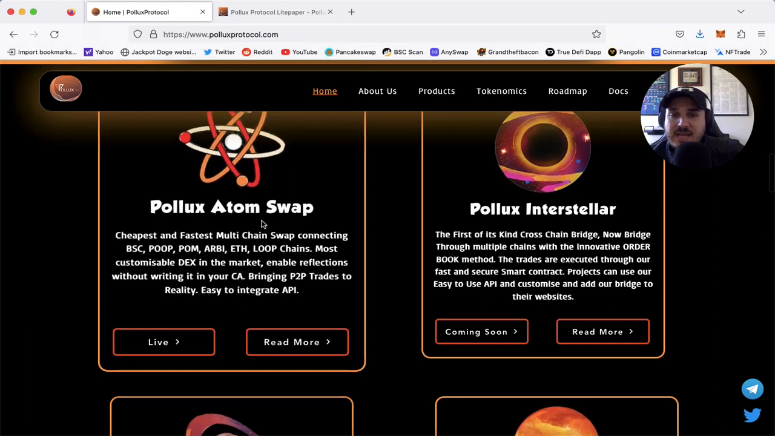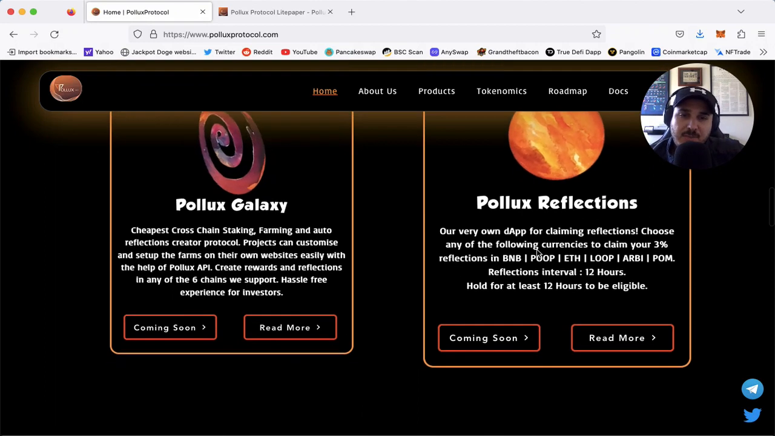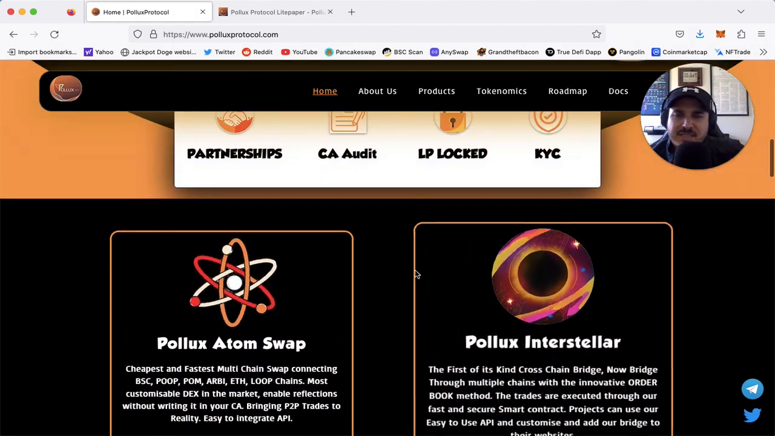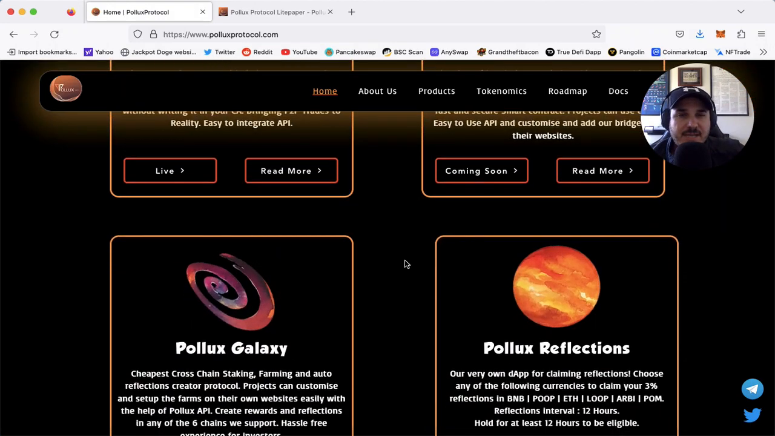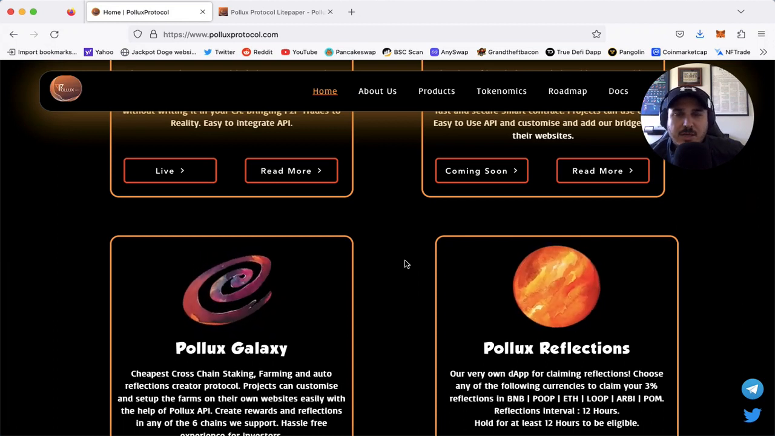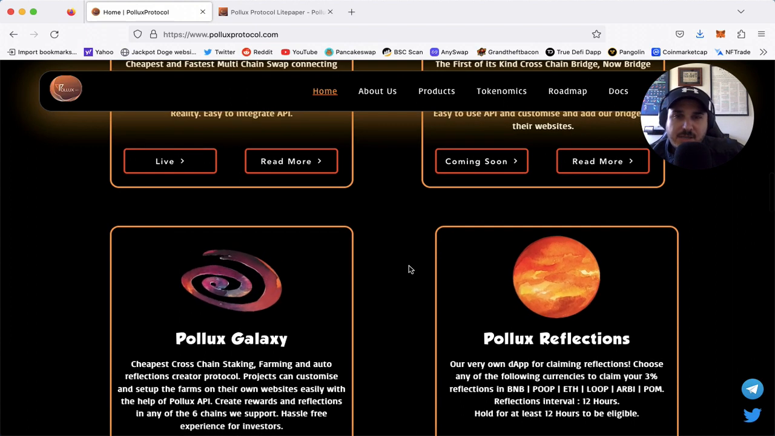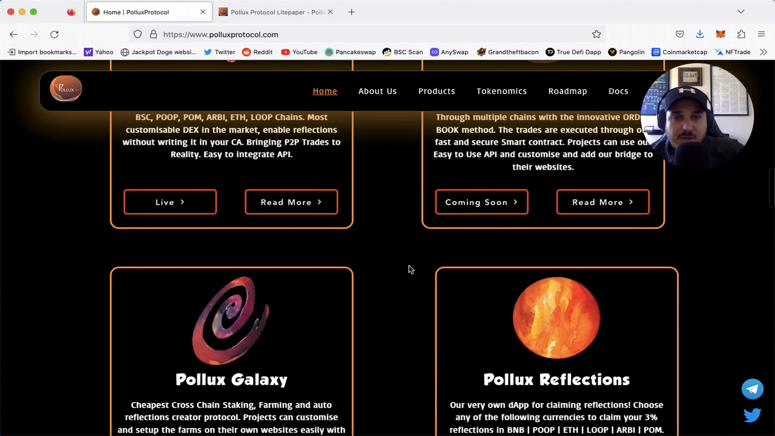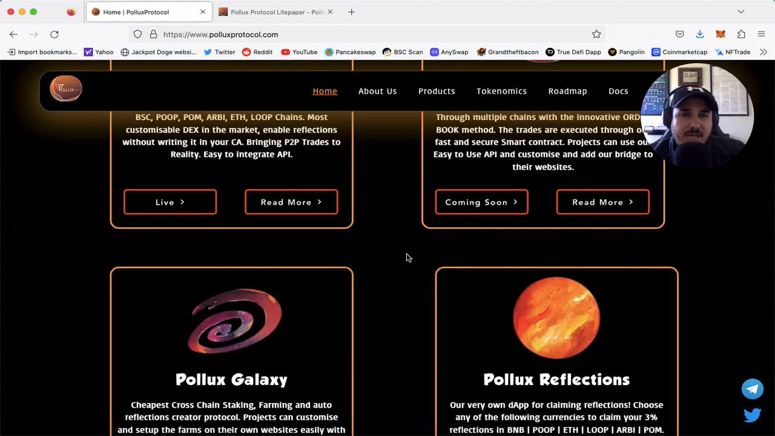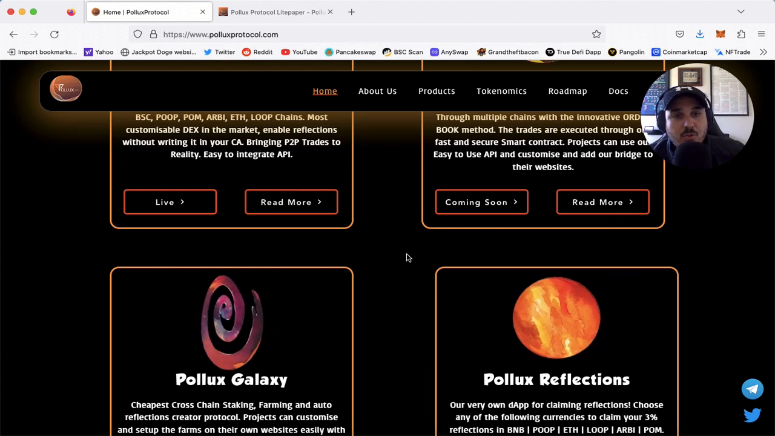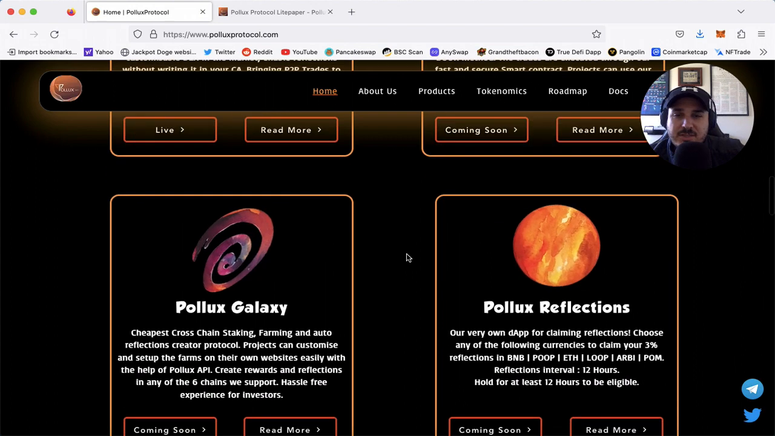So they have the Pollux Atom Swap, Pollux Interstellar, Pollux Galaxy, and Pollux Reflections, which we went over on the light paper. So again, a lot of these utilities seem to be able to be offered to other projects, especially, like I believe they even said in the description, the low market caps that don't have the money to fund this themselves. And of course, they do charge very low fees, which is awesome for the project itself, because it's one of the most important things when you look at a DeFi project. Almost all of them are pretty much straight Ponzi schemes. You want to look for projects that can create some kind of revenue that can bring something to the liquidity pool and something to the project other than just, hey, buy me. That ultimately just fails.